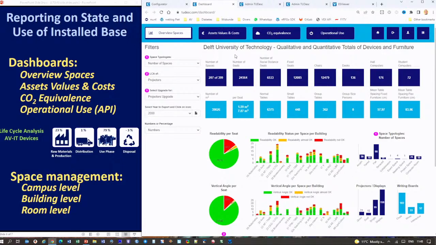And it's too much to explain it all, but you see the totals of the spaces and the seats and the fixed seats and the chairs, etc. And we have some derived figures in total number of square meters, because sometimes we want to know that.